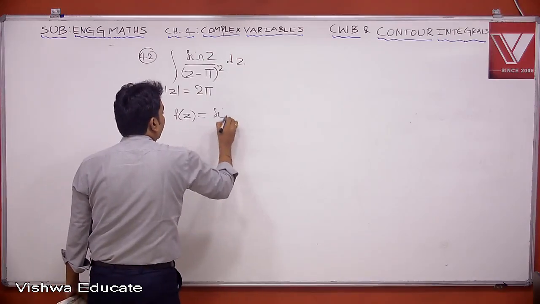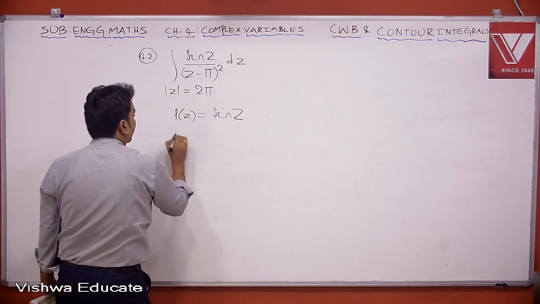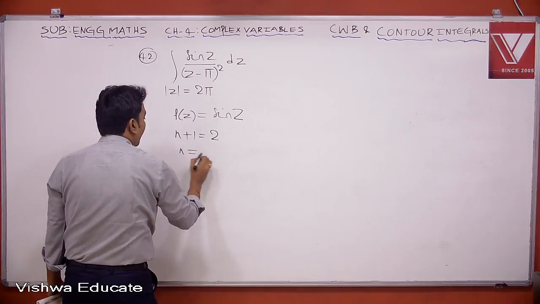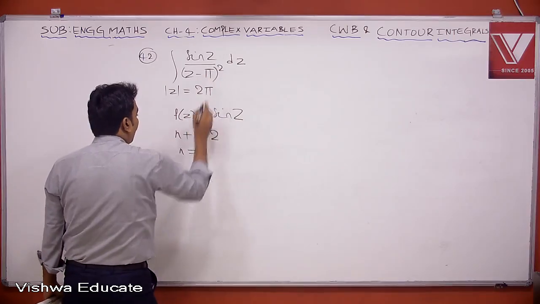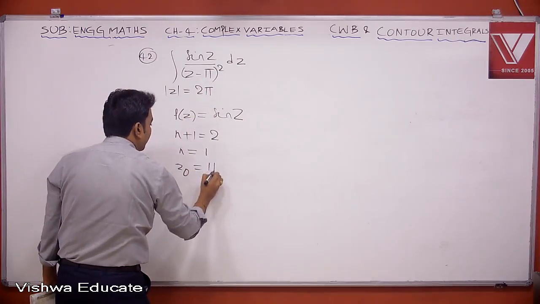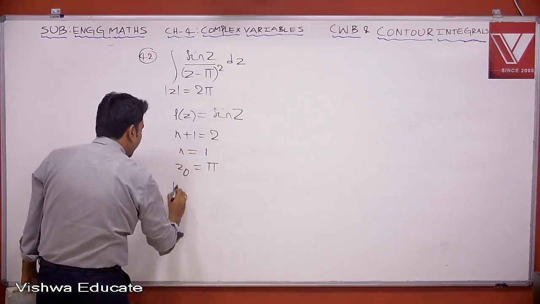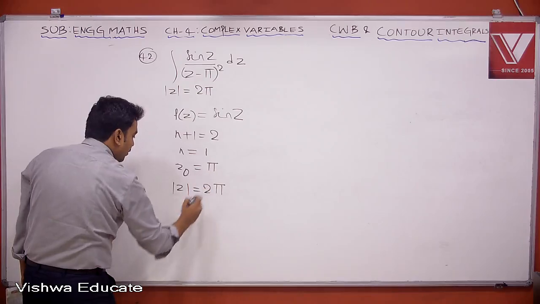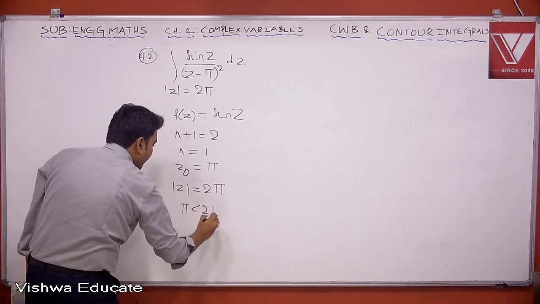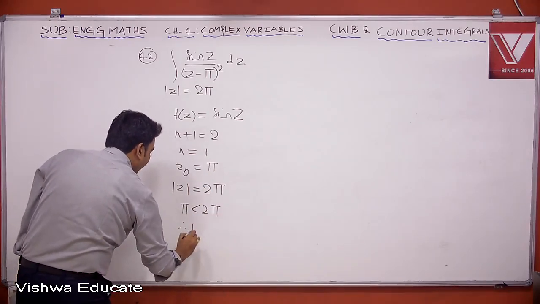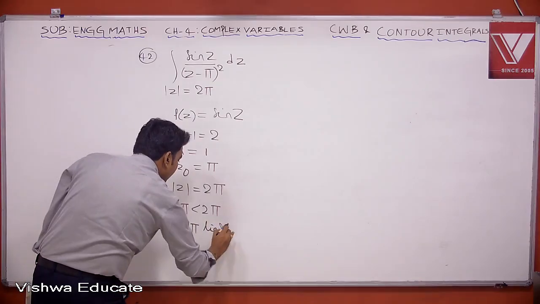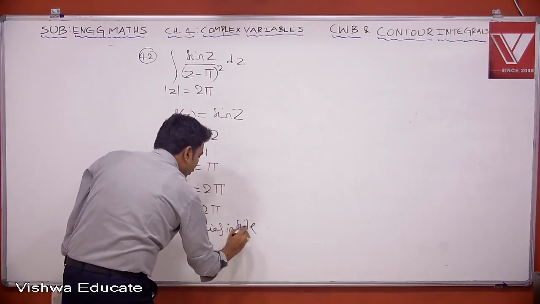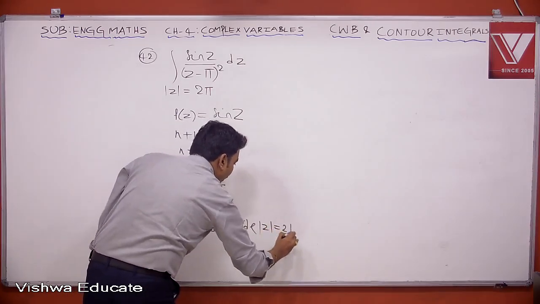Now here what is f of z? The numerator function, this is sin z. Here n plus 1 equal to 2, therefore n value is 1. Now here z0 is pi. The contour is mod z equal to 2 pi. So replace z by z0, so pi, this is pi less than 2 pi. Therefore pi lies inside the contour mod z equal to 2 pi.